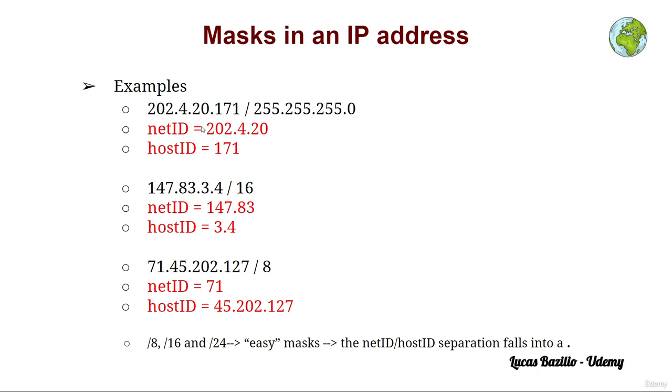Okay, let's continue with the second example. Now we have this IP address, 845, 7, 20, in this case 83, 3, and 4. So we have this IP address also, as always, with 32 bits. And now we're taking a mask of 16.